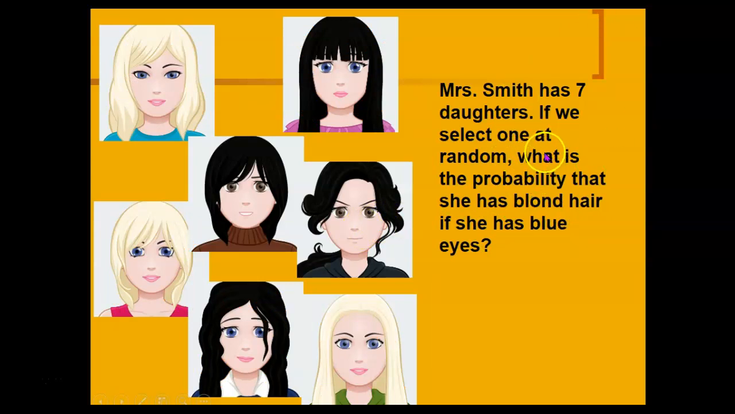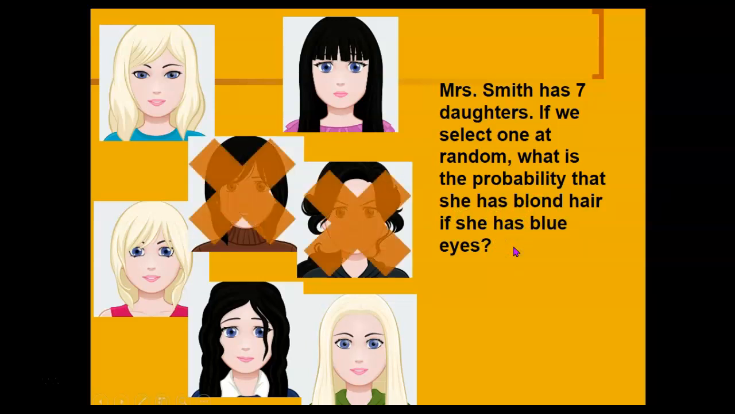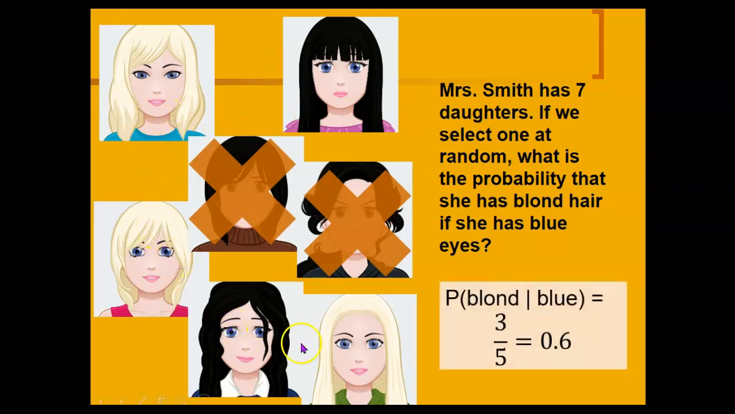Next question. If we select one at random, what's the probability that she has blonde hair if she has blue eyes? So which are the ones that we are considering? Which ones do we care about? We care about the ones who have blue eyes. Out of those, if we know we're dealing with one of the ones with blue eyes, what's the probability that she has blonde hair? How many out of how many? That would be 3 that had blonde hair out of the 5 that have blue eyes. So 3 over 5 is 0.6.